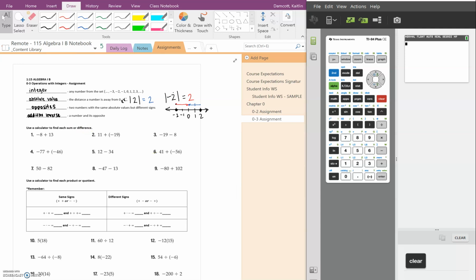So I'm just going to do the first one for you to show you exactly what I mean. So I'm going to plug it in. I'm going to do the -8 plus 13. I've got my -8 plus 13, and I'm just hitting enter.